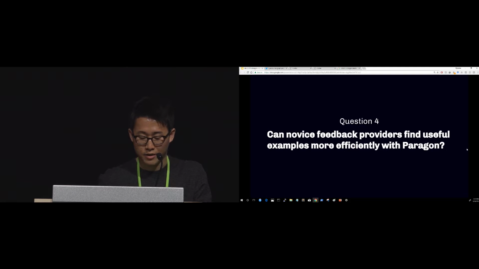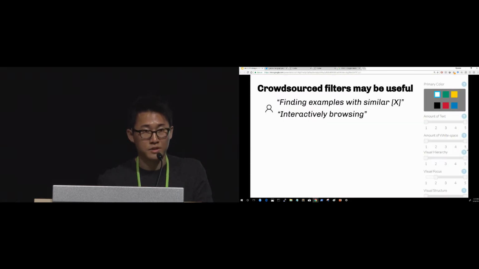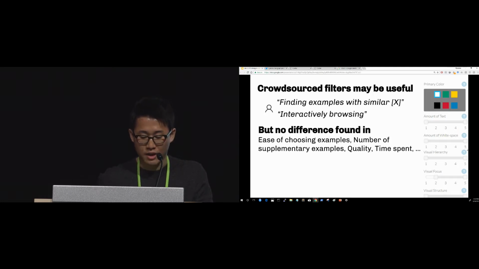Finally, could novice feedback providers use Paragon and crowdsourced design filters to find useful examples more efficiently? Some of the participants responded favorably to the filters. For example, they appreciated the ability to quickly reduce the number of irrelevant design examples using surface-level features like the amount of text or primary colors. They also appreciated being able to interactively browse through a large number of examples. However, we did not find any quantitative difference from using these filters, including the amount of time spent or the ease of choosing examples, etc.